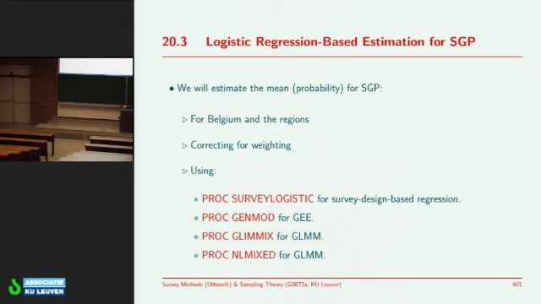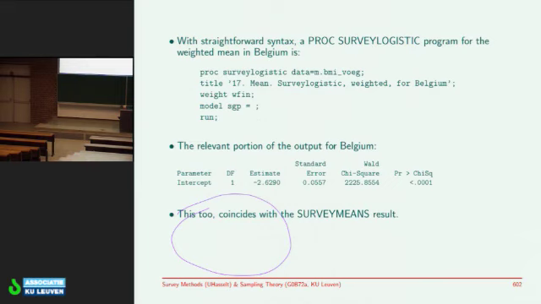We can use, for example, the survey logistic procedure, which is, of course, a survey procedure as we know, and we can use some general purpose procedures like GenMod for GEE, generalized estimating equations, which we studied before, GLIMMIX and NLMIXED for the generalized linear mixed model that we studied before.